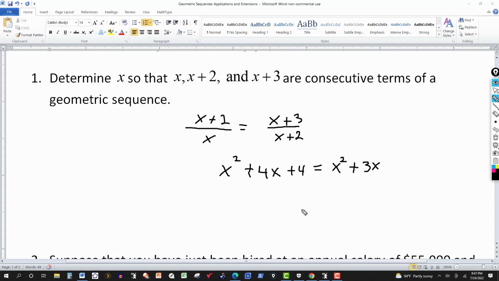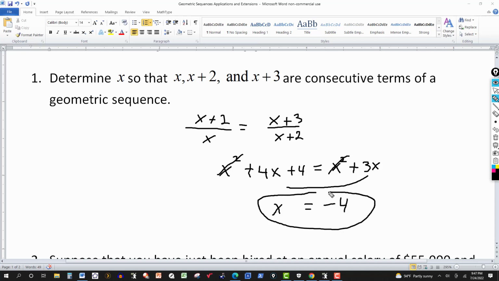And then we simply collect terms and solve for x. So this x squared is going to cancel. Let's bring this 3x over, add minus 3x to both sides. This will give me x, and then add a negative 4 to both sides. We get x is equal to negative 4. So here they just want the value of x that'll satisfy the given statement.